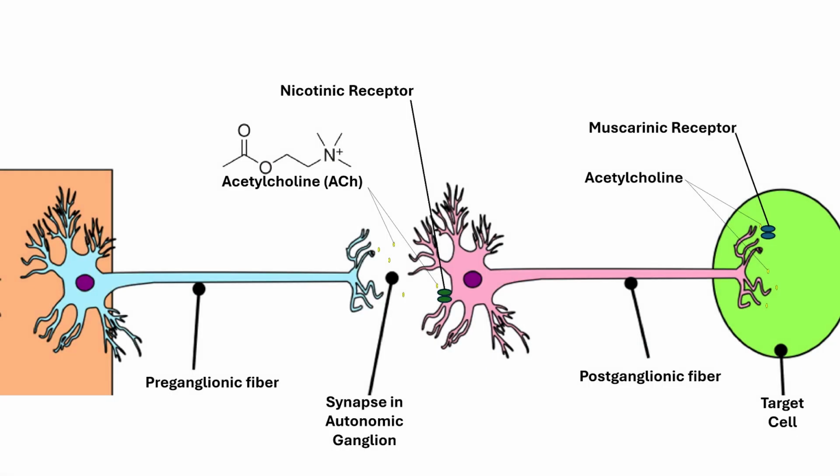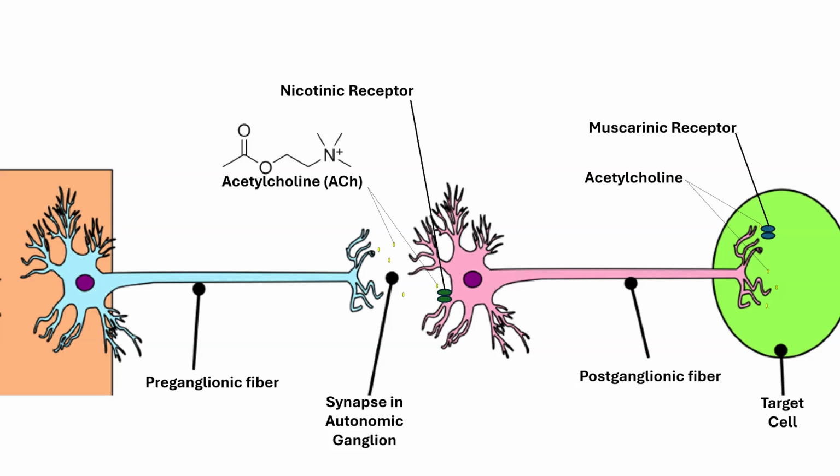Now, the effect of these neurotransmitters depends on the type of receptor they bind to. The same neurotransmitter can be excitatory or inhibitory depending on that receptor. Let's look at cholinergic receptors first. These are stimulated by acetylcholine.